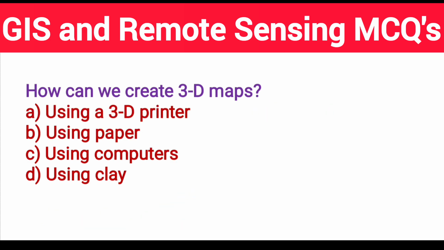Next question, how can we create 3D maps? Option A, by using a 3D printer, option B, using paper, option C, using computers, option D, using clay. So the correct answer is option C, using computers.